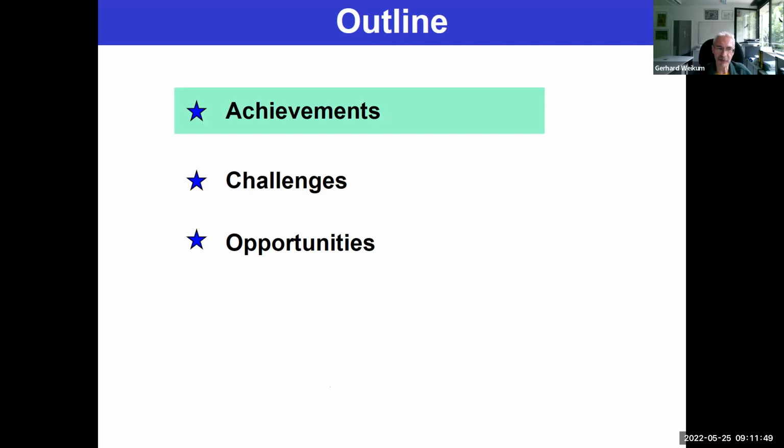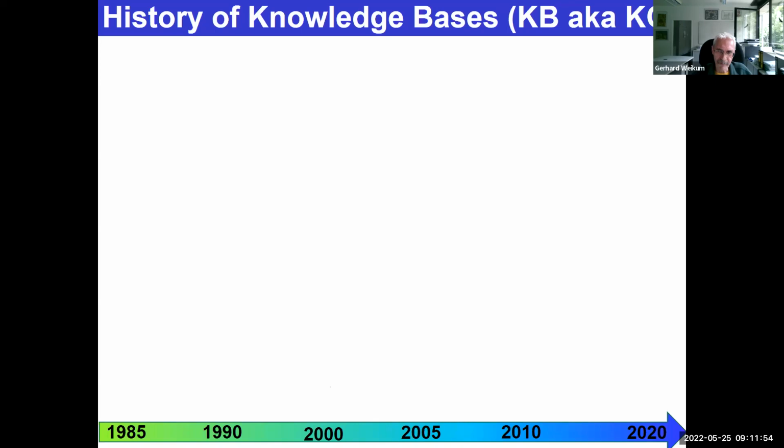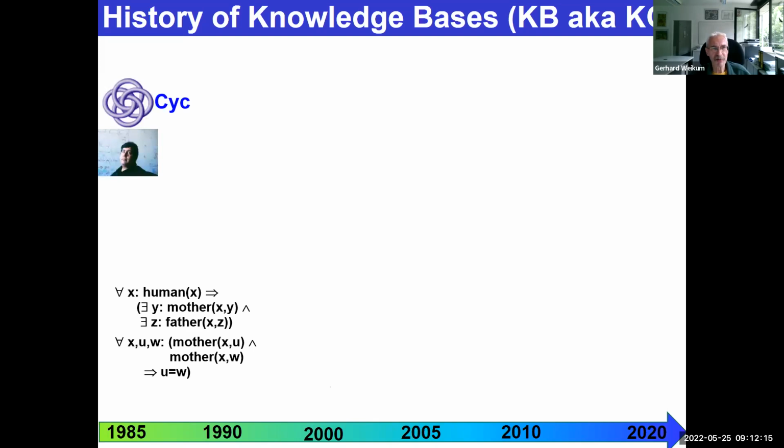So a bit of history, facilitating computers with world knowledge is an old dream of AI. You can go back to the 1950s. John McCarthy wrote essays about this epistemic dimension of AI. But it took actually until the late 80s that we saw the first knowledge base of notable size. In the Cyc project by Doug Lenat and his team, a small team of knowledge engineers modeled world knowledge by specifying logical axioms like these ones here. Every human has a mother and a father, the mother is unique, and so on and so on. Millions of axioms.